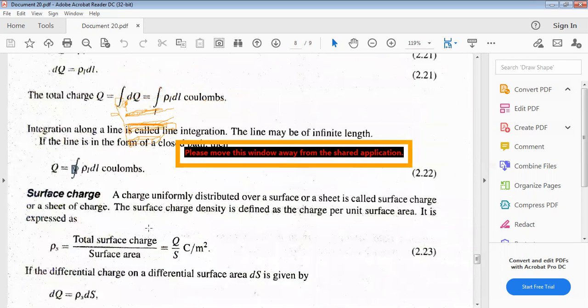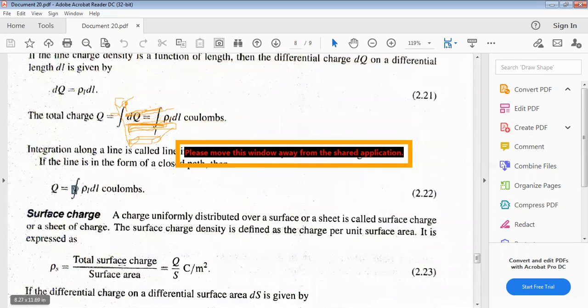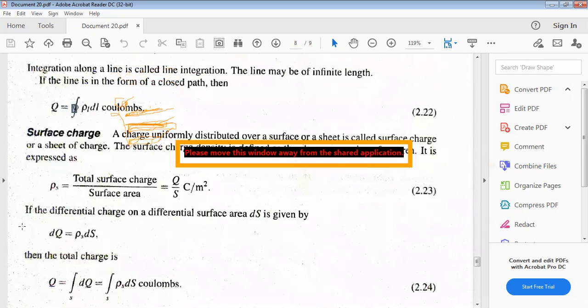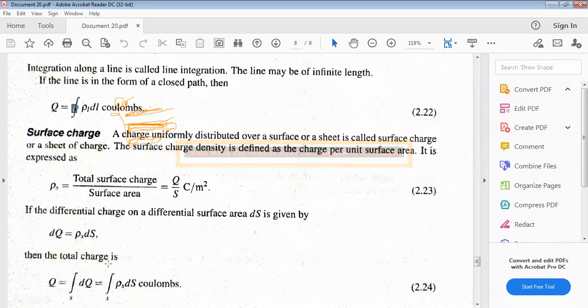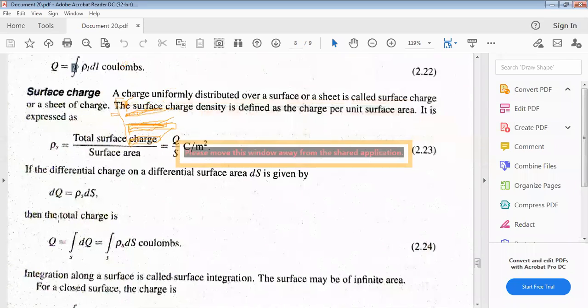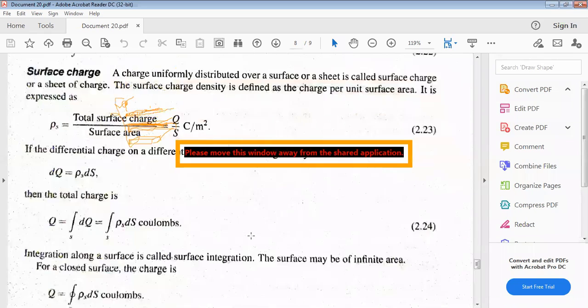Similarly, surface charge. The total surface charge by the total surface area, Q by S, gives the charge density rho S. So the relation is Q equal to rho S into S. When we consider the differential area, dq equal to rho S ds. Integrating on both sides, Q equal to integral of dq equal to integral of rho S ds.